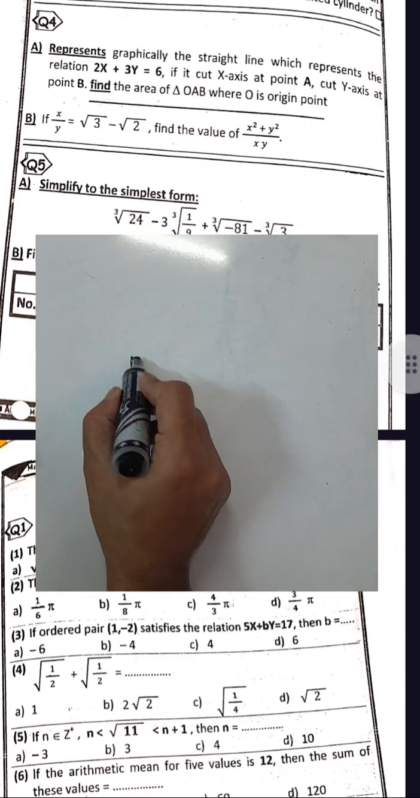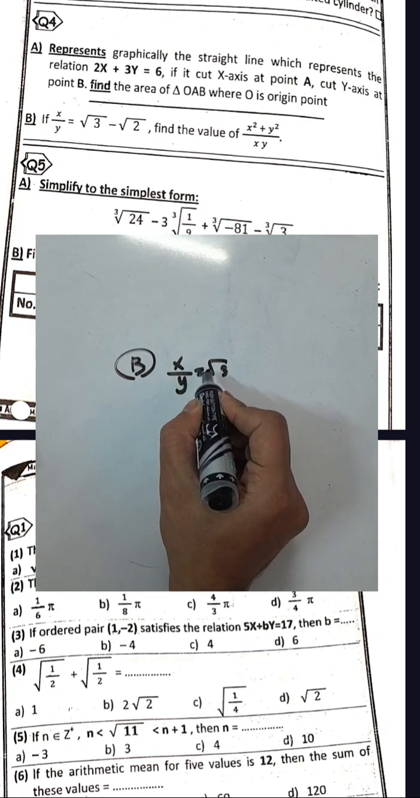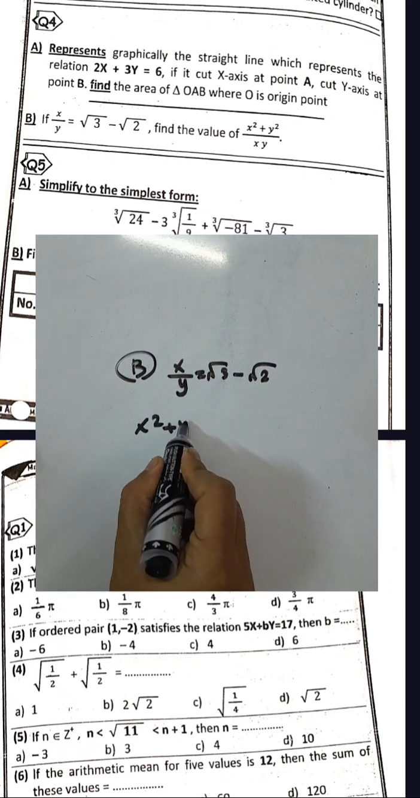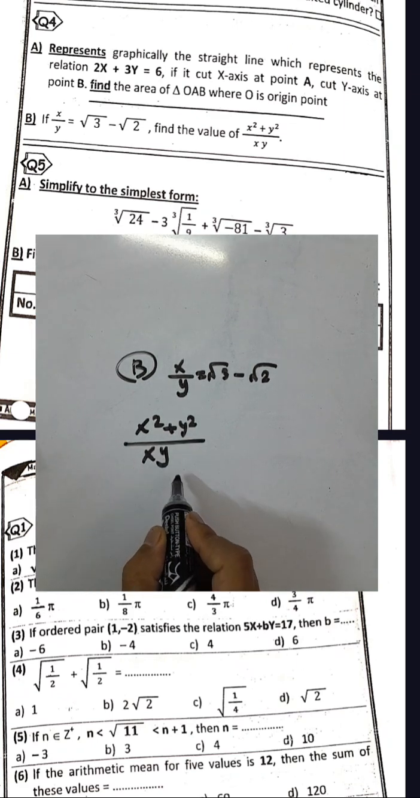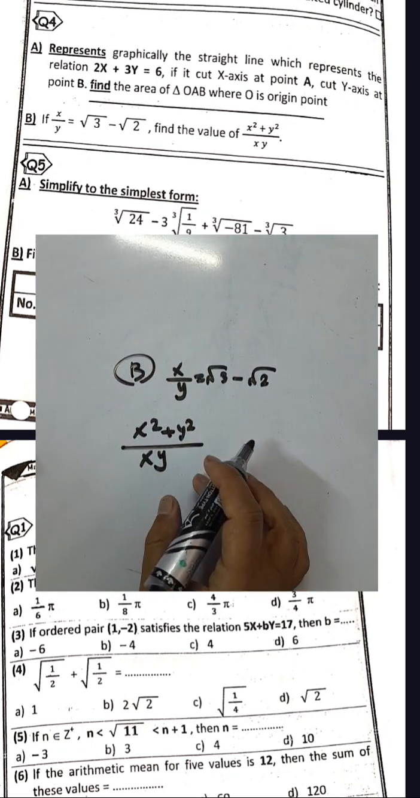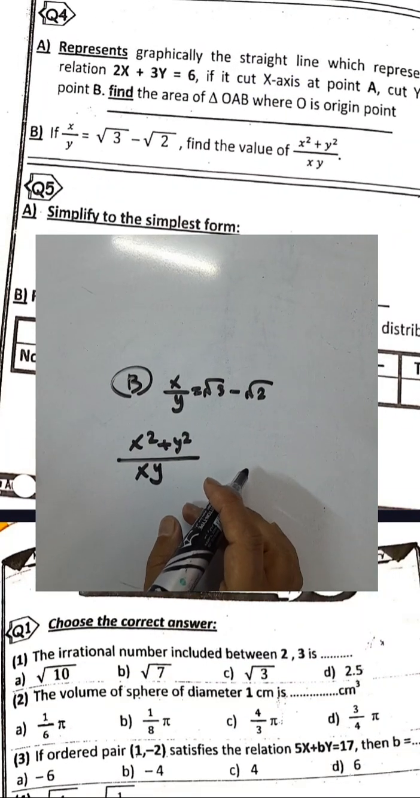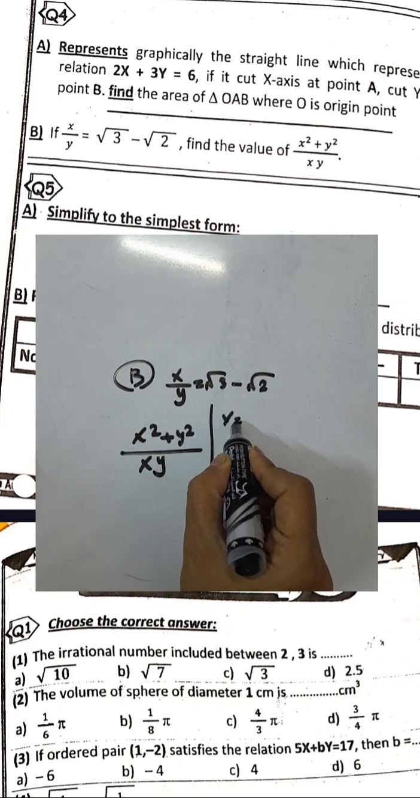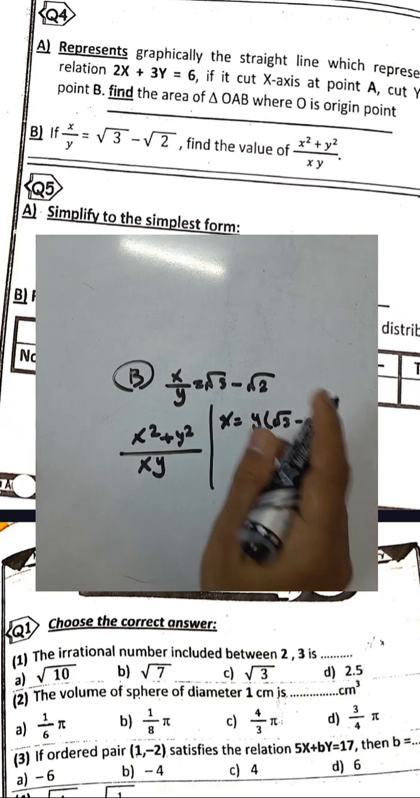What shall it be? If x over y equals root 3 subtract root 2, find the value of x power 2 plus y power 2 over x product y. He gave us x over y equals this number. How can we find this x power 2 plus y power 2 over x by y? Okay, x over y equals this number. Then x will be y times root 3 minus root 2. The product of extremes equals the product of means.